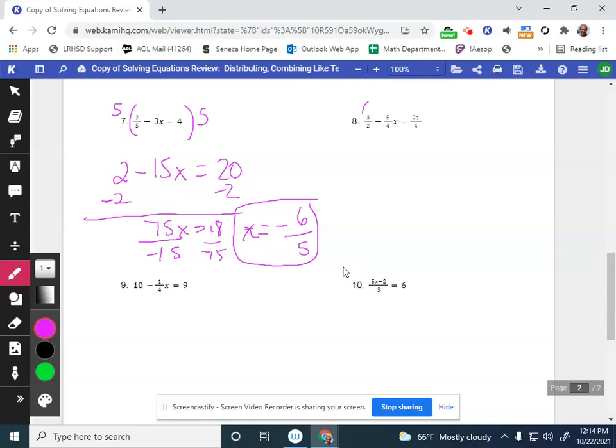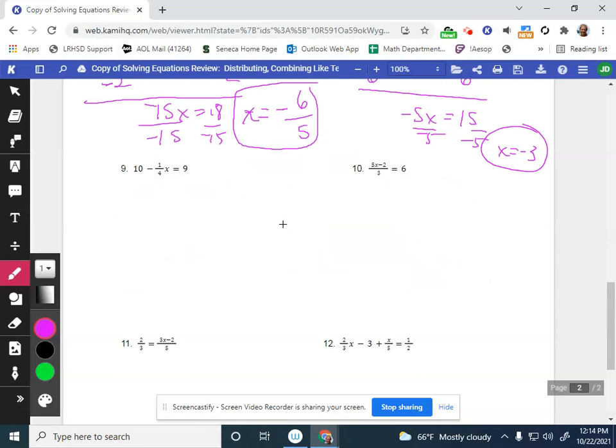Number 8, I need to multiply the entire thing by 4 so that all of the denominators will cancel. Again, I'm looking for that number that all of the denominators go into evenly. So I end up with 6 minus 5x equals 21. Subtract 6 from both sides. I have negative 5x equals 15. Divide both sides by negative 5, and we have x equals negative 3.